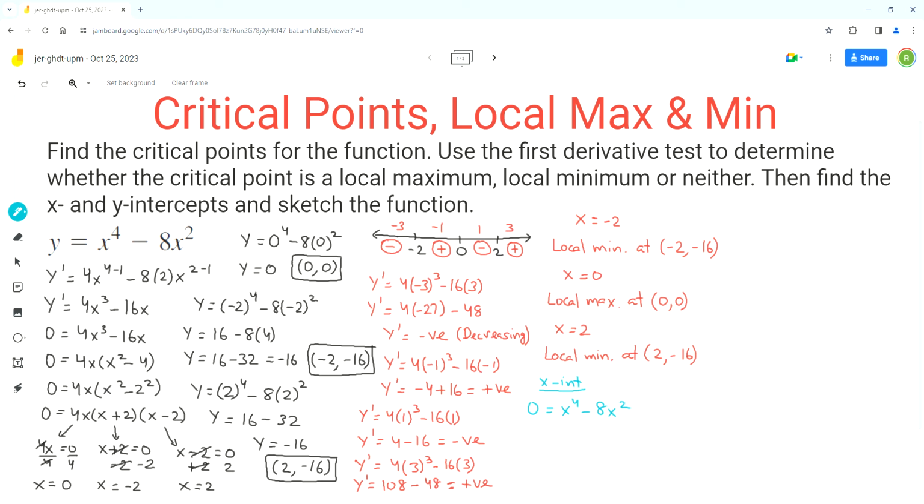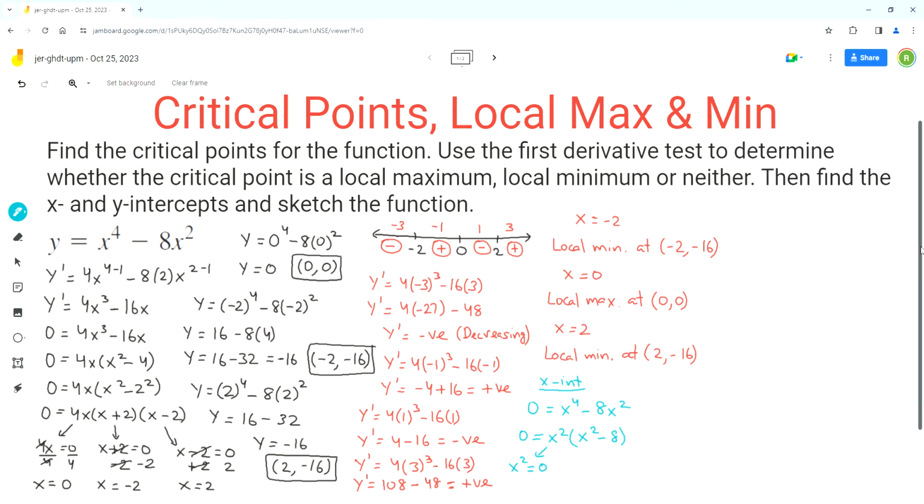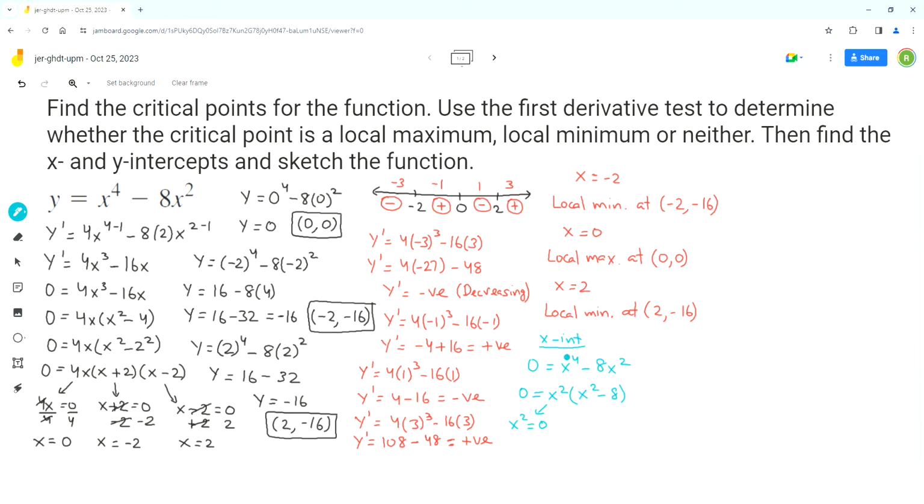Now we have to solve this equation. So the first step is to do common factoring on the right side. So we can factor out x squared and we get x squared minus 8. So we get two cases. The first case is x squared is equal to 0, and we can apply square root to both sides to change x squared to x, and the square root cancel each other out, so we get x equals 0.